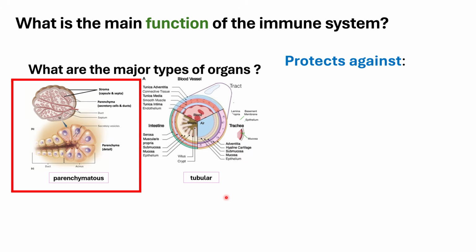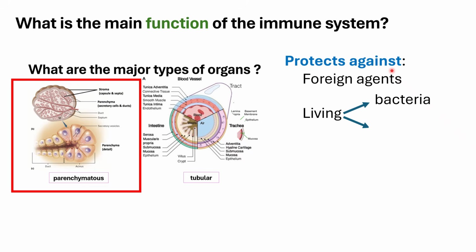And for the function of our immune system or lymphatic system, basically its main goal is to protect all the rest of the body systems against foreign agents, the non-self. And these foreign agents can be living, it can be your bacteria or your viruses.